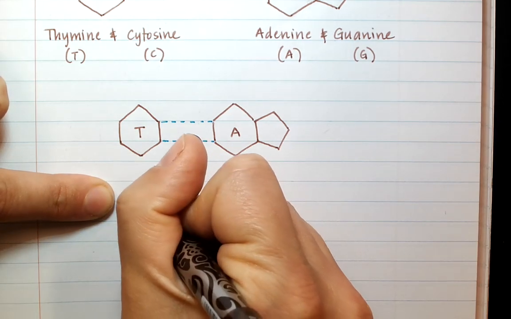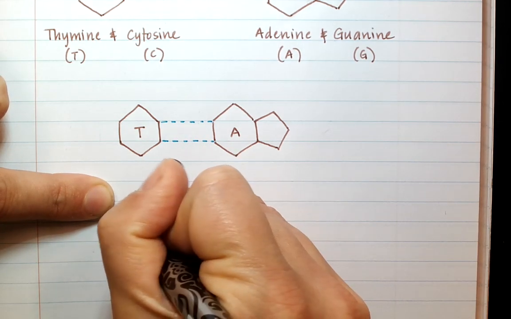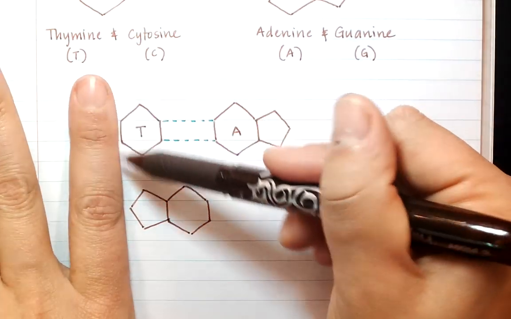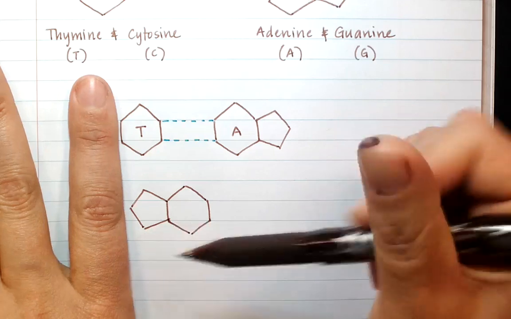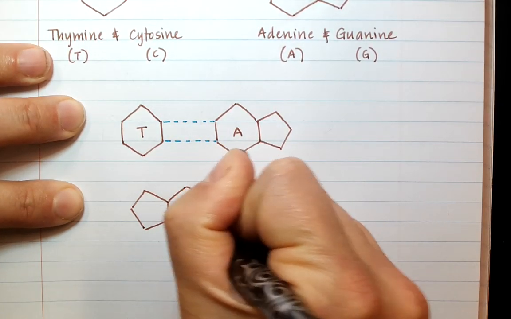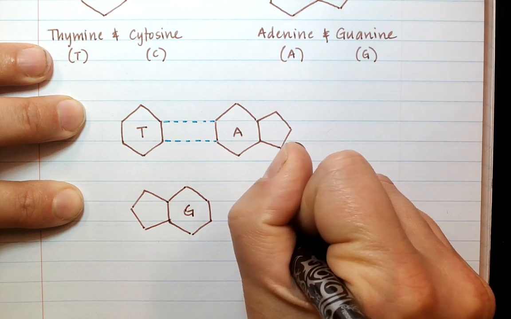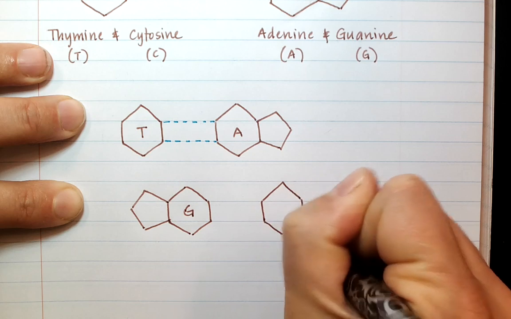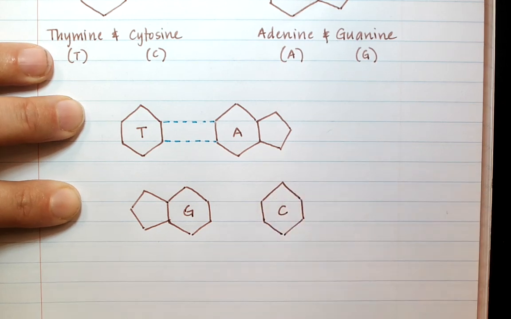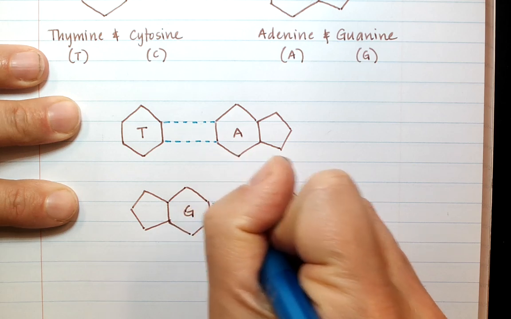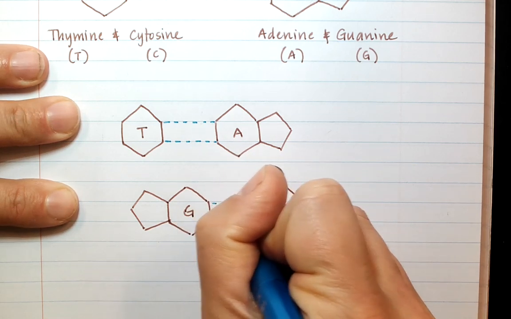And then my 5-sided part is here. And that's going to make it so that my backbone can run right here along this. So this is going to be a G, and G bonds with C. So I'm going to draw C. And G bonds to C with 3 hydrogen bonds.